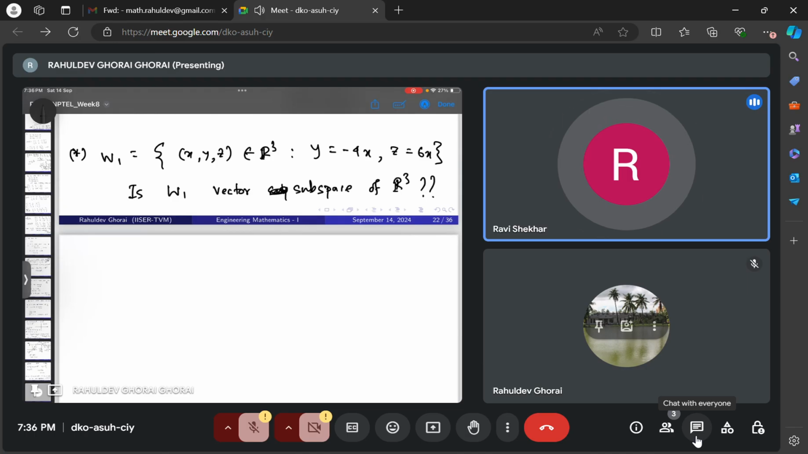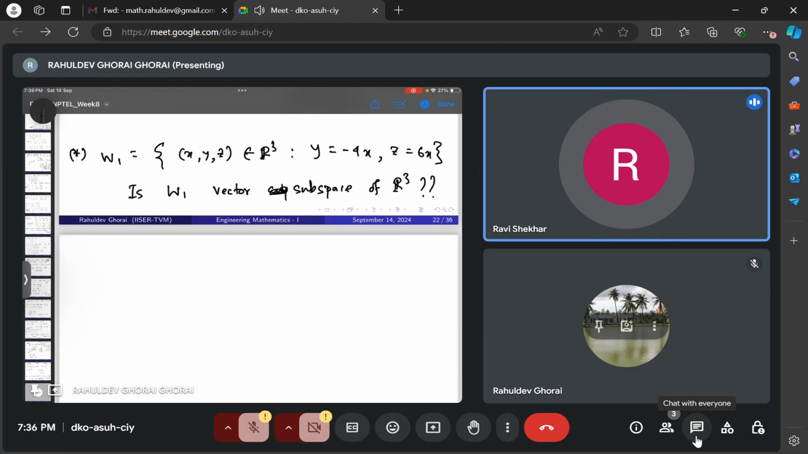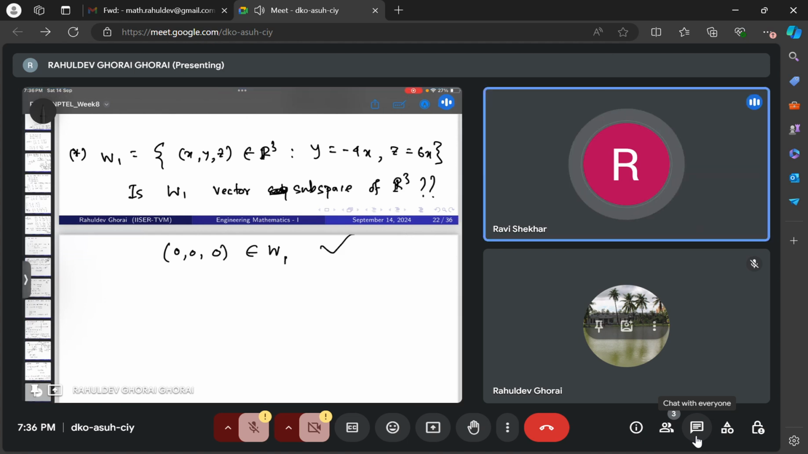Yes, sir, I think it is. How? You have to verify. Sir, if we take x as 0, then we get y as 0 and z as 0. That means (0, 0, 0) belongs to W1. So, sir, the first property is satisfied. Good. (0, 0, 0) is in W1. That is correct.